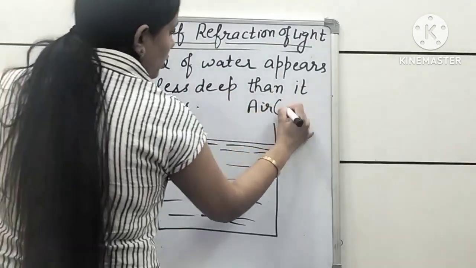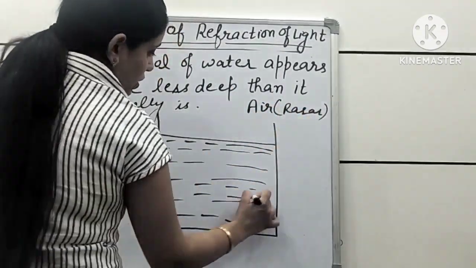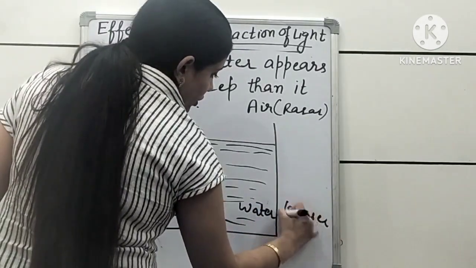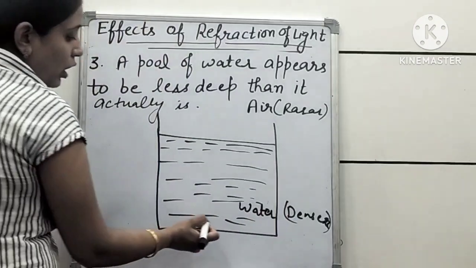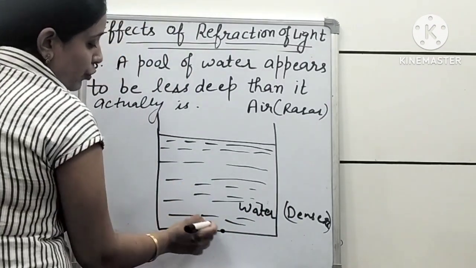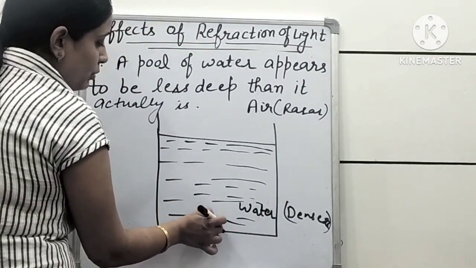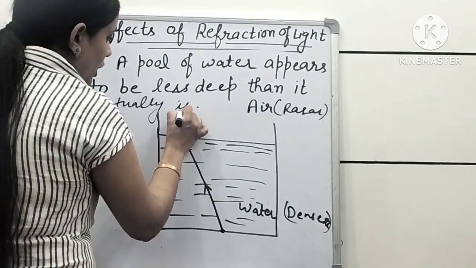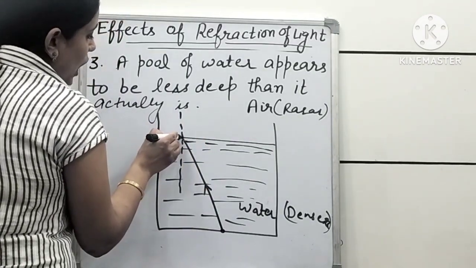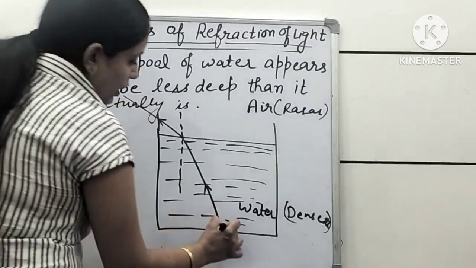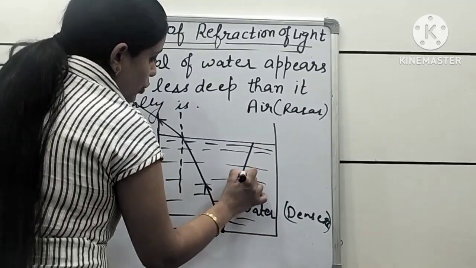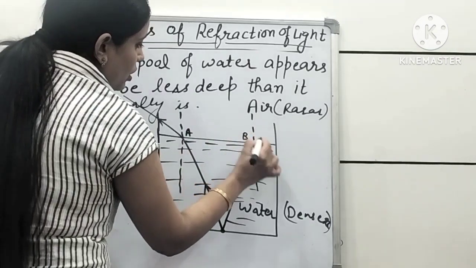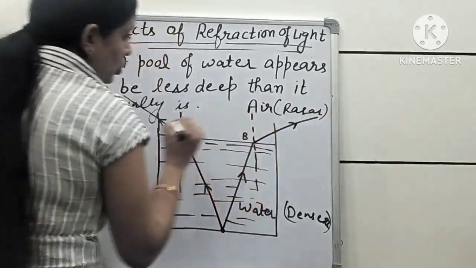Medium one is air, which is a rarer medium, and water is a denser medium. So we have to draw the image of the pool bottom. From here we draw two radiations to form the image of that point. When the light goes from denser to rarer, here we draw the normal. It moves away from the normal. Here is another ray, which moves from denser to rarer. For example, this point is A, this is B, and it moves away from the normal.